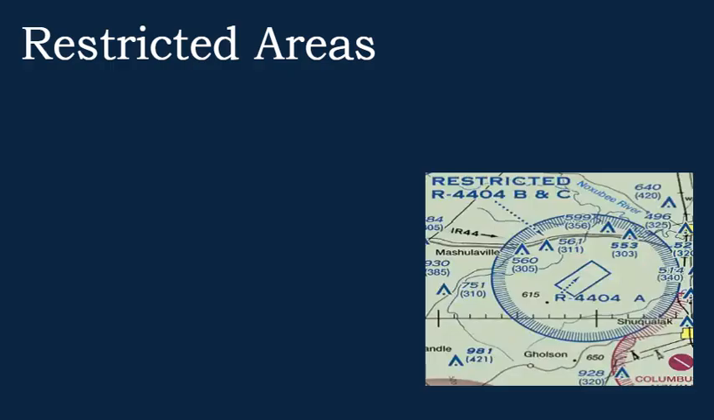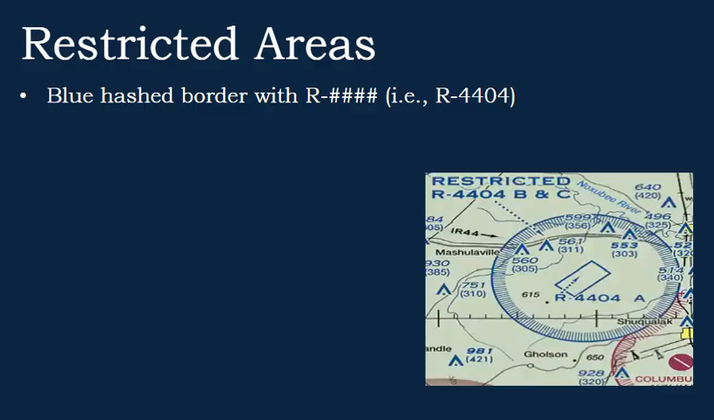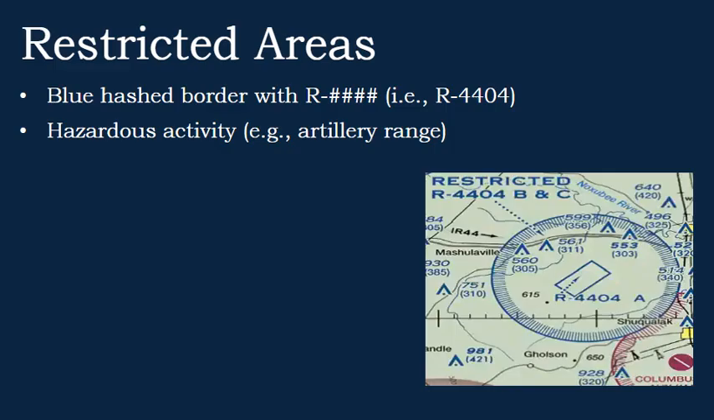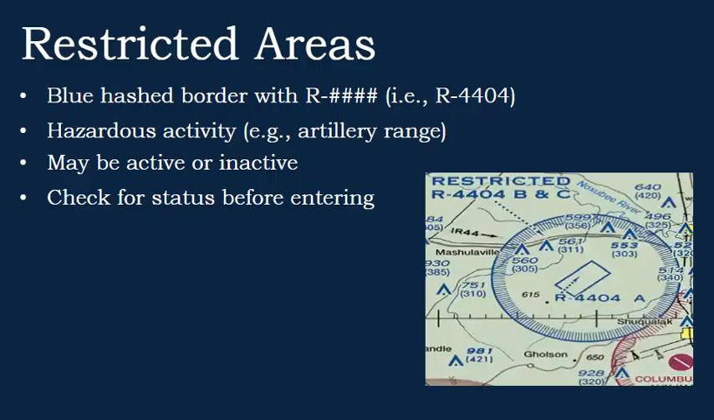In addition to airspace classifications, there are several categories of special use airspaces that must be understood. First is restricted airspace. These are identified by a blue hash border and have an R with a 4-digit number. They are hazardous activity areas such as those used for artillery or aerial gunnery. Restricted airspace may be active or inactive. A drone pilot must check the status before flying into these airspaces.